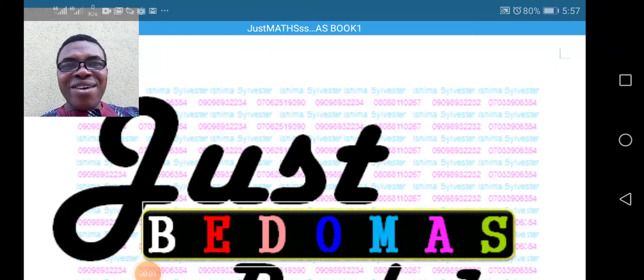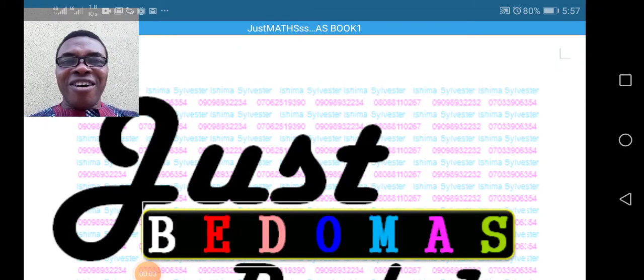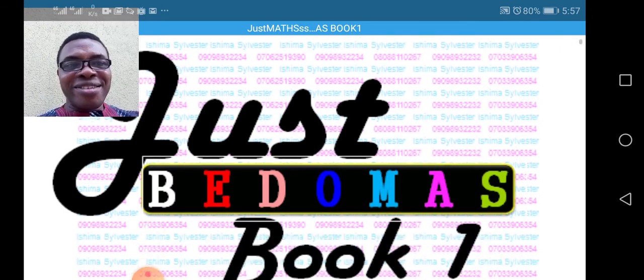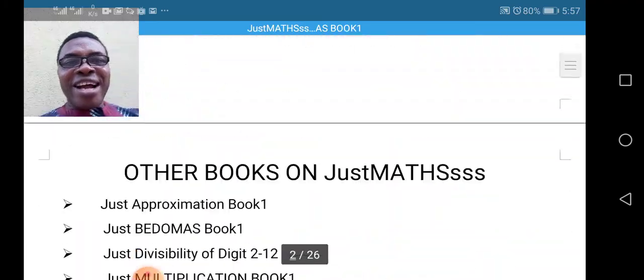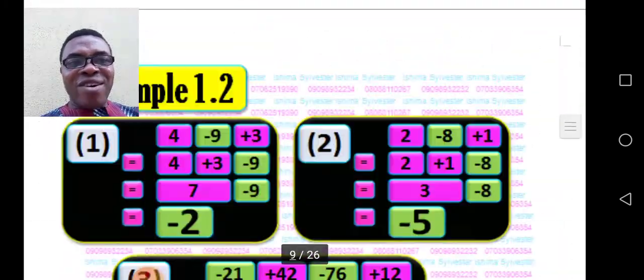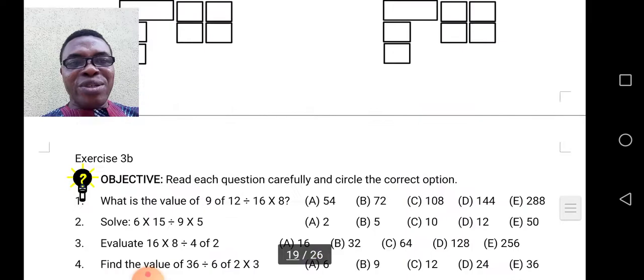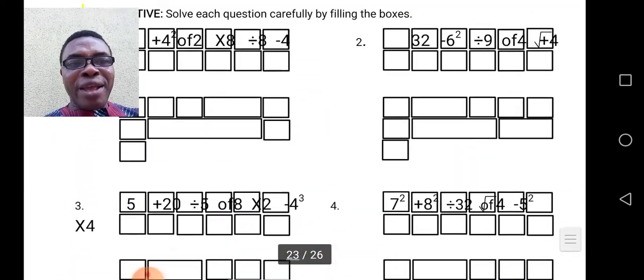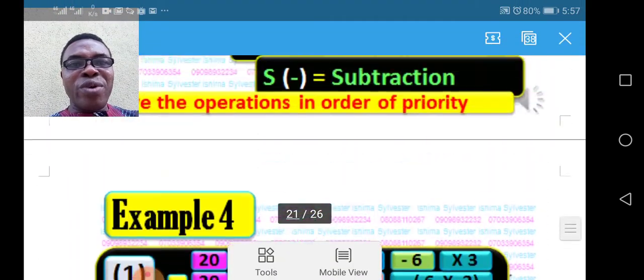Right, today we'll be looking at the last part of my book review, my book on BODMAS, book 1. The fourth part is on page 21. Let's go to page 21.